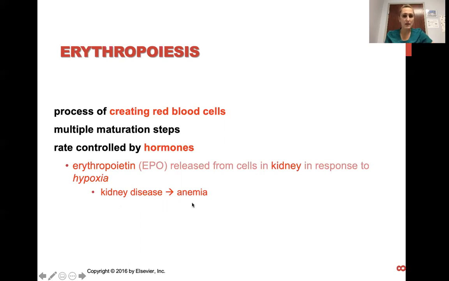So something to consider is when an animal has renal disease and the kidney is not working properly. If the kidney cells themselves are damaged and not working properly, they won't be able to release this erythropoietin in times of hypoxia. Therefore, we run the risk, and we often see anemia based strictly on the lack of erythropoietin coming from the kidney. Something to consider.